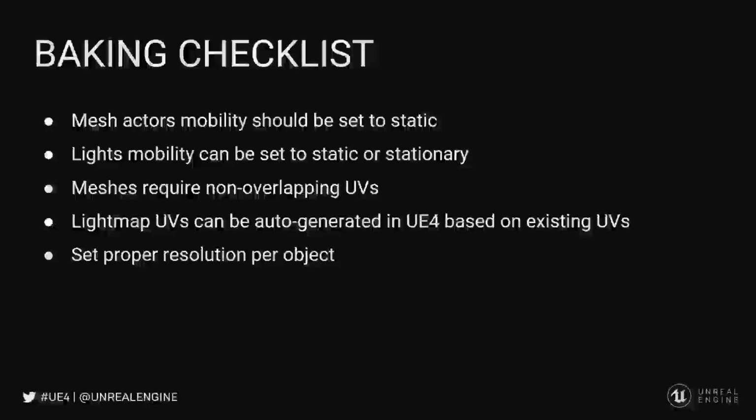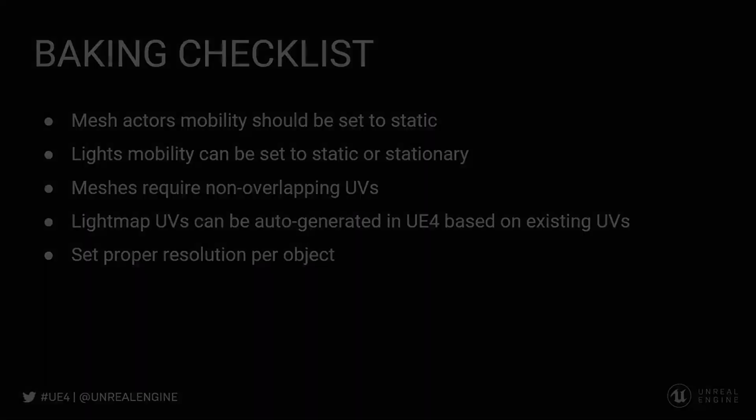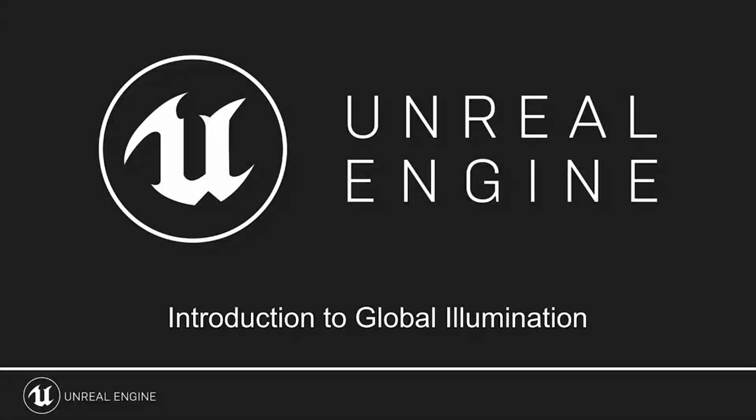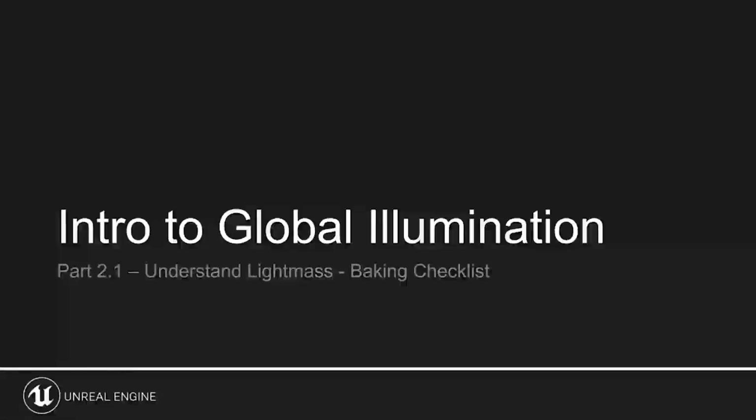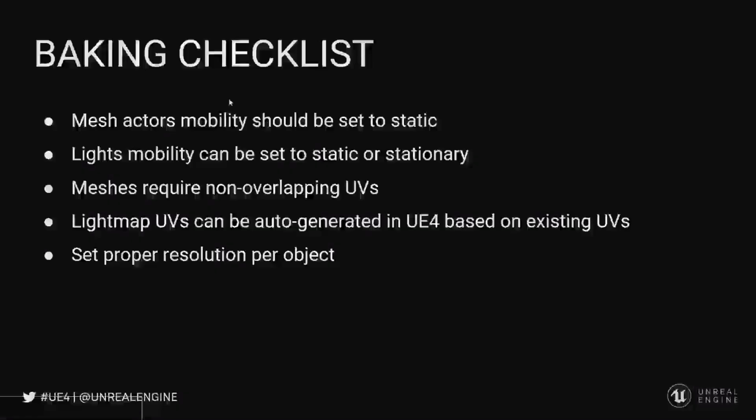This is a high-level checklist of the points that we need to make sure we have properly set up in our scene in order to bake light maps. So this is a checklist of all the points that we need to address inside the engine in order to bake global illumination to light maps. I'll go through each one of those points in detail inside the editor directly.